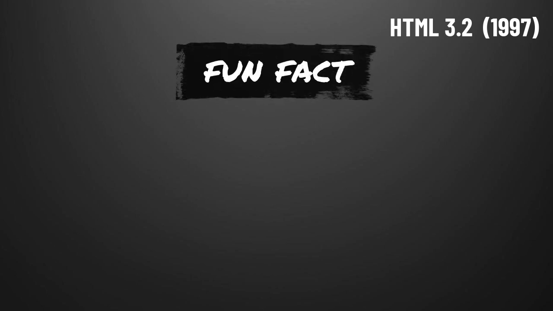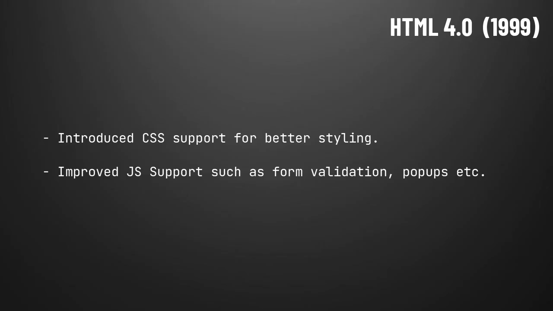Here's one more fun fact for you. Just after the year of HTML 3.2, Google was founded in 1998. HTML 4.0. In 1999, HTML 4.0 came, and this was the game changer. It introduced support for Cascading Style Sheets, which we call CSS, allowing designers to separate content from design.